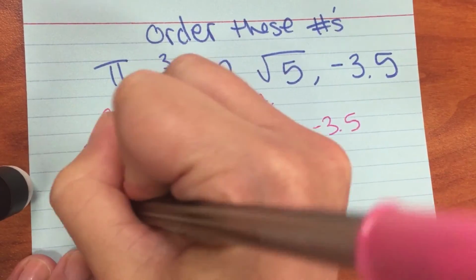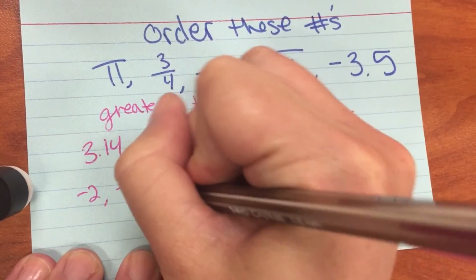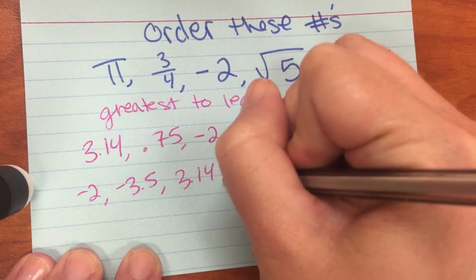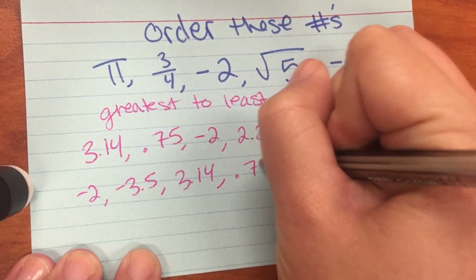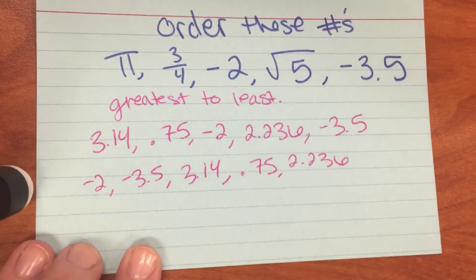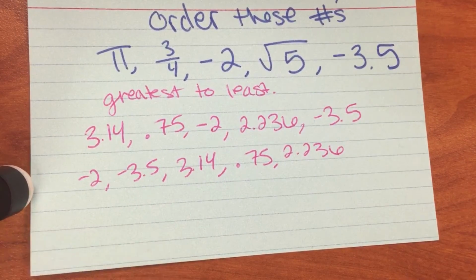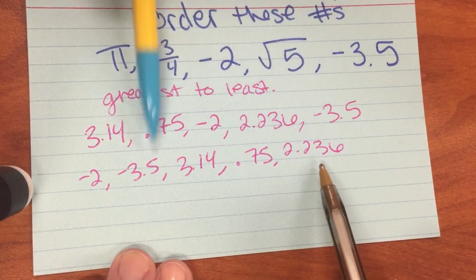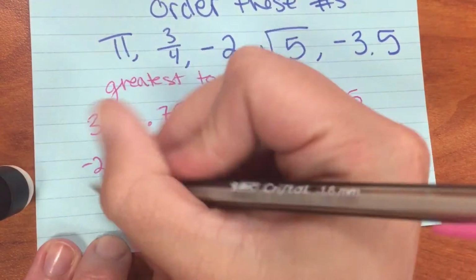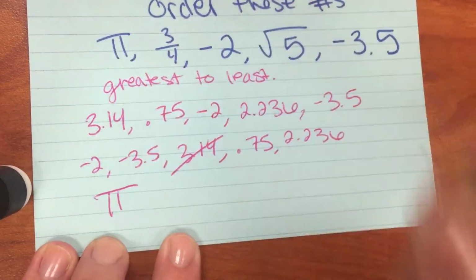So we had negative 2, negative 3.5, then we've got the others that are 3.14, 0.75, 2.236. What was the least, or, I'm sorry, I should have done this opposite. What's the greatest? The greatest is going to be our 2, the one with the whole number. Oh wait, are you sure? Because I think pi is bigger. Yep, pi is bigger. So pi is my biggest, so I'm going to start there because I'm doing greatest to least.